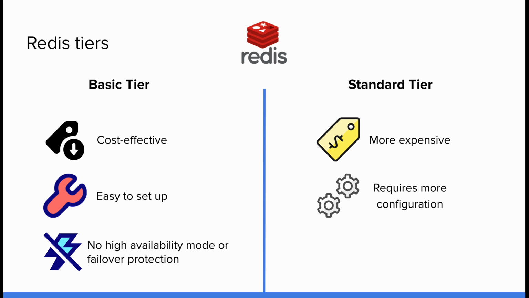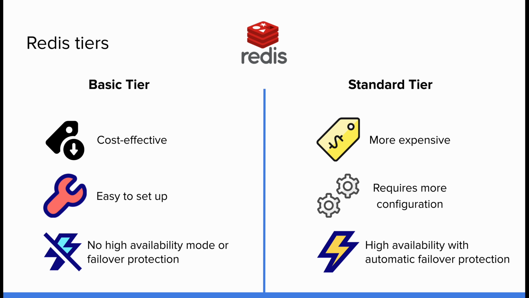It does, however, provide high availability with automatic failover protection. This means that if something goes wrong, there are mechanisms in place to ensure continuity and that your data is still available, making it a better choice for applications where uptime is critical. So it's a more resilient option, but it's also one that comes at a higher cost and complexity.